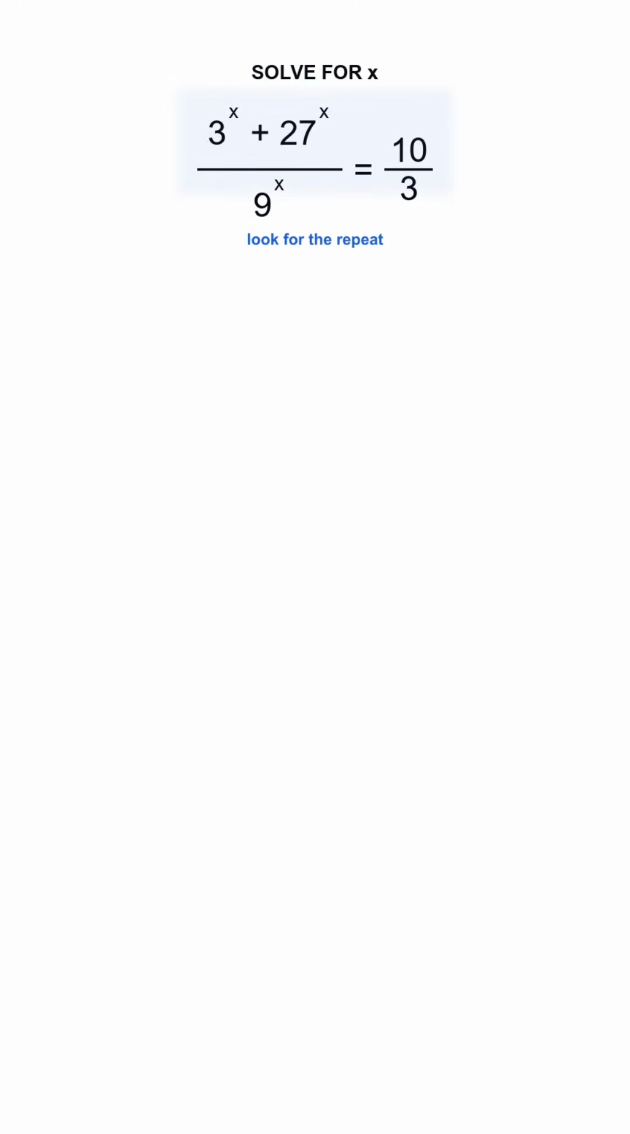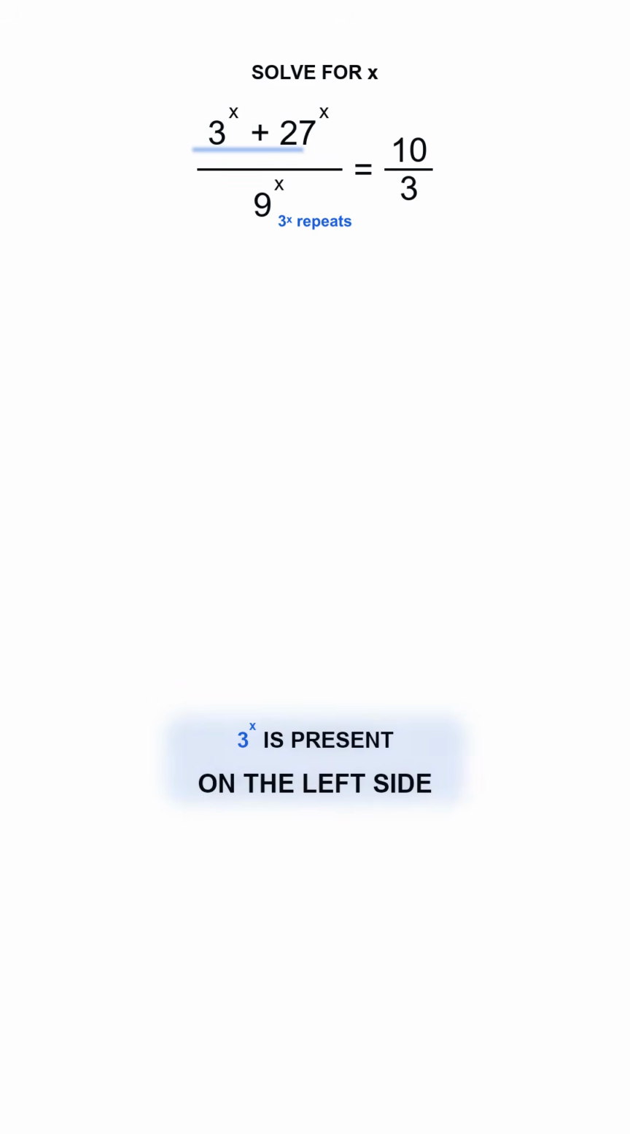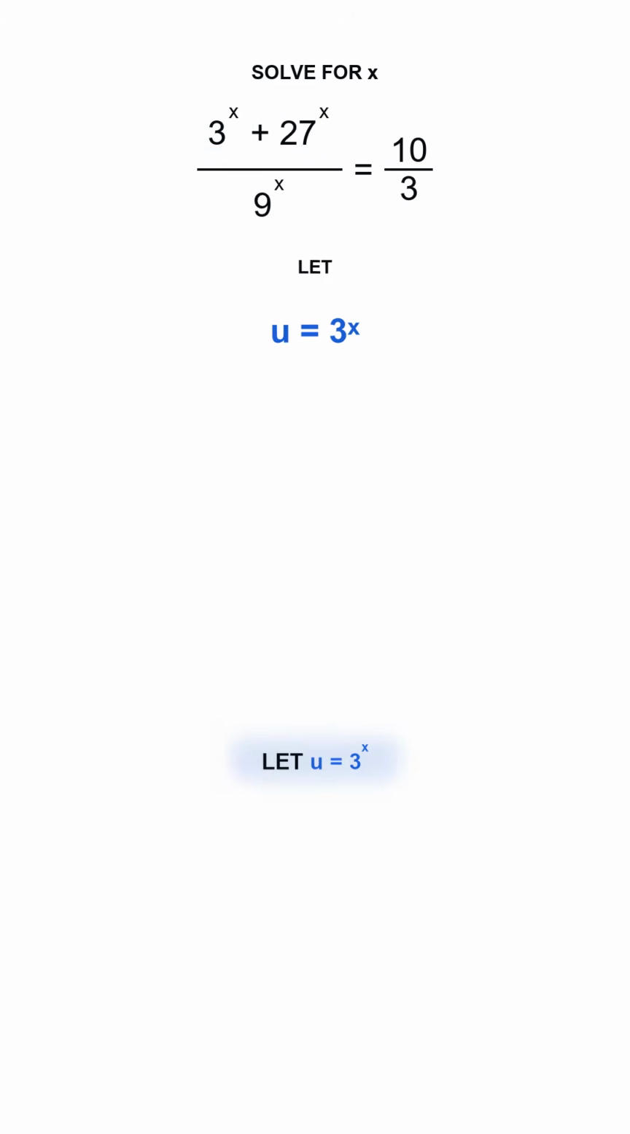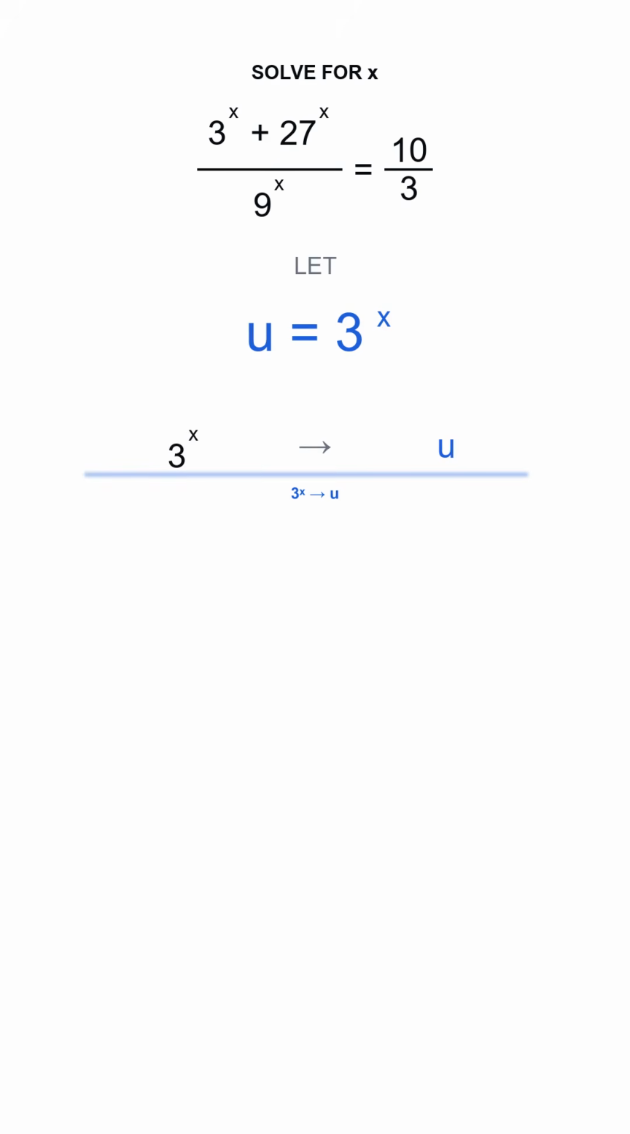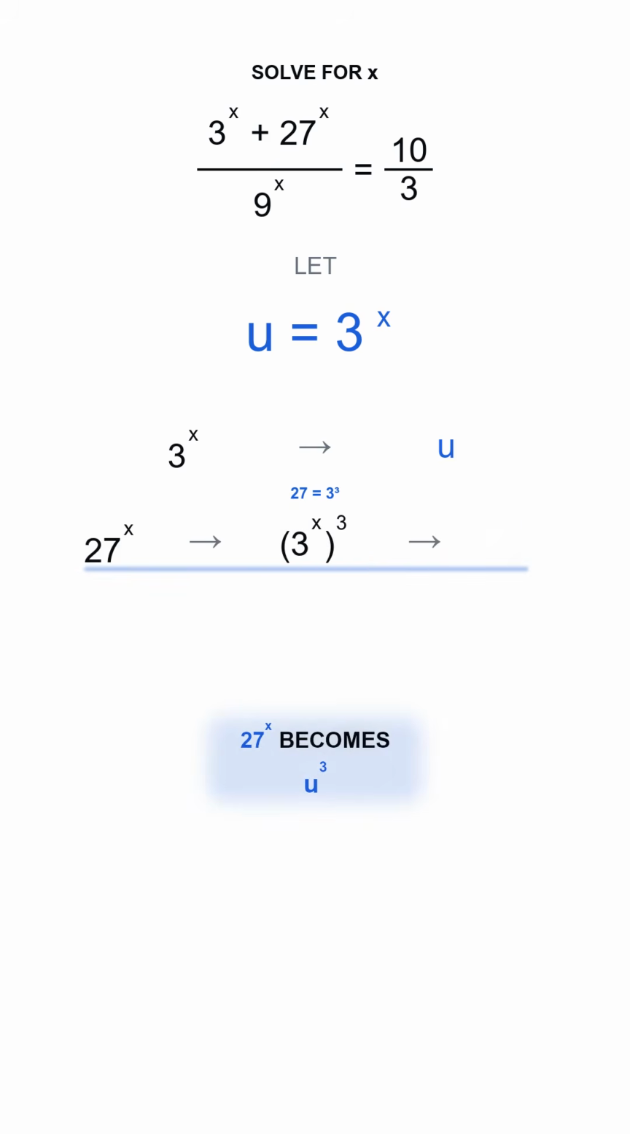All right, now whenever you have something like this, it always helps to look at the big picture. In this case, you can see that 3 to the power of x is present on the left side of the equation. So it's a great idea to let u, or some other variable, equal 3 to the power of x. That will then have 3 to the power of x become u, and 27 to the power of x, which is 3 to the power of x to the power of 3, which is of course 3 to the power of 3x. We can write that as u to the power of 3.